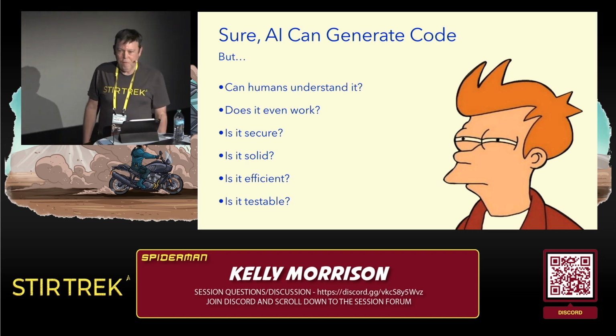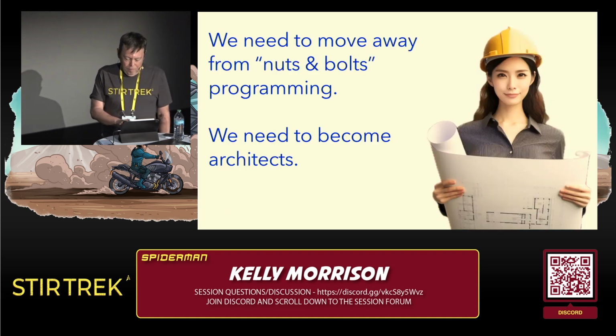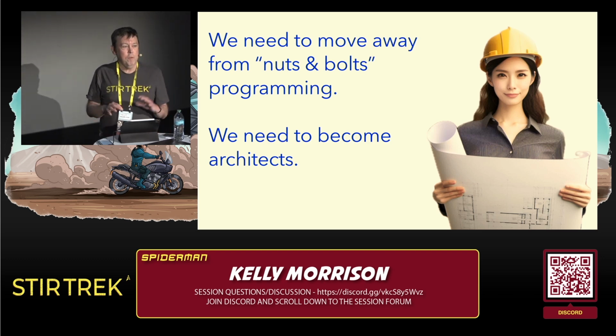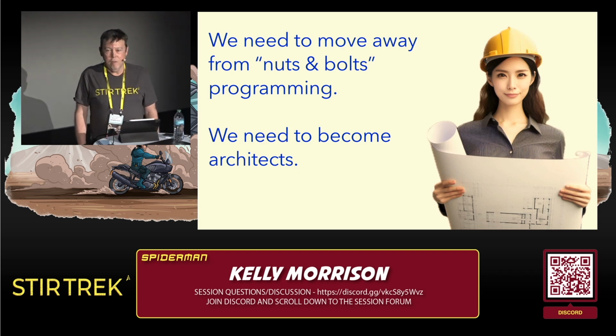And we want to make sure it's testable. Just because it gave us code doesn't mean it works. We want to be able to test it. So what this means for us, if code generation is easy, but specifying is hard, we're going to have to move away from what I call nuts and bolts programming, actually just writing the stuff. And we need to become architects. We've got to get better at telling the AI what to do.